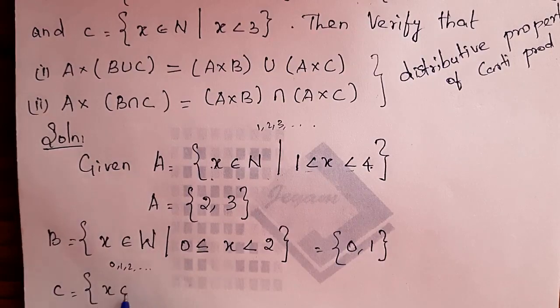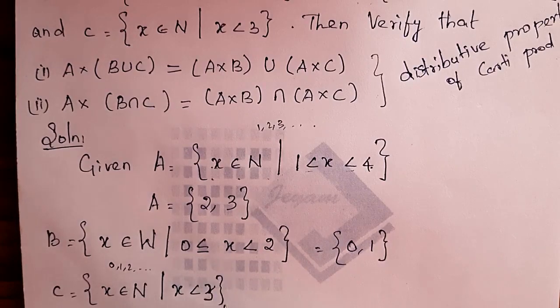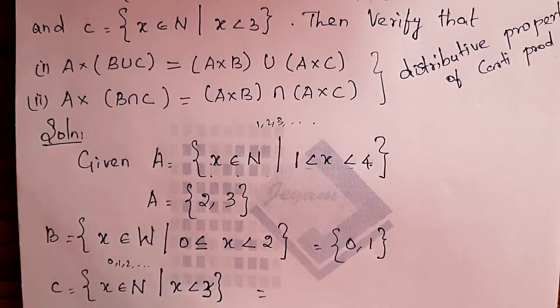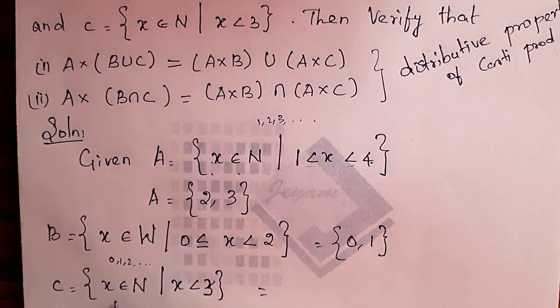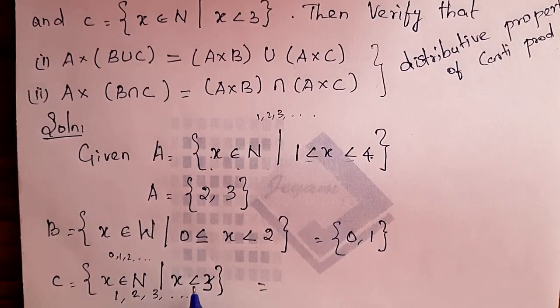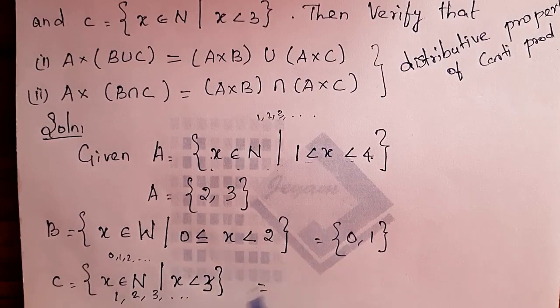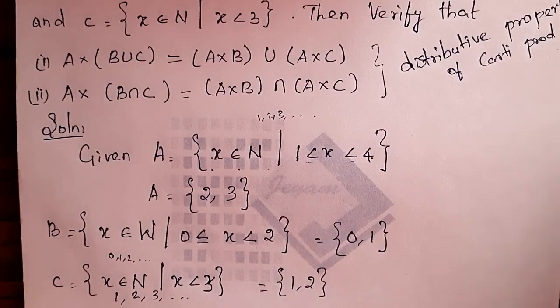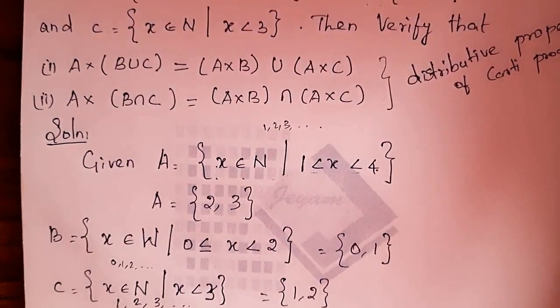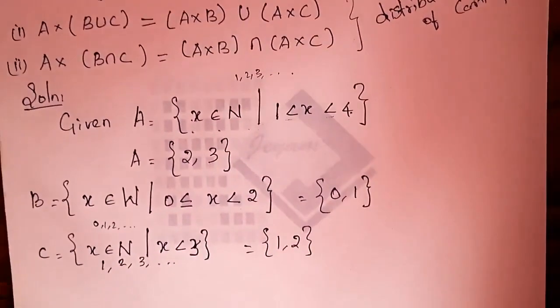C equal to the set of all x belonging to N such that x is less than 3. Again it is natural numbers. Natural numbers start from 1, 2, 3, etc. So our element is less than 3. Already it starts from 1. Less than 3 means we should not include 3, so the set is 1 and 2. So now we have the elements. What are the elements in A? What are the elements in B? What are the elements in C?